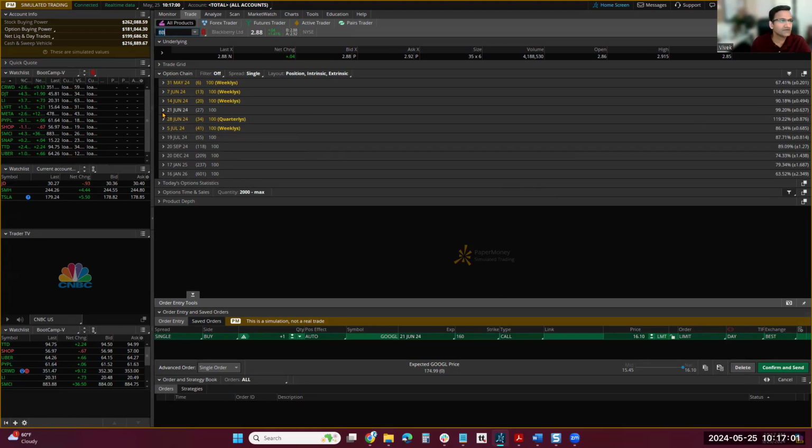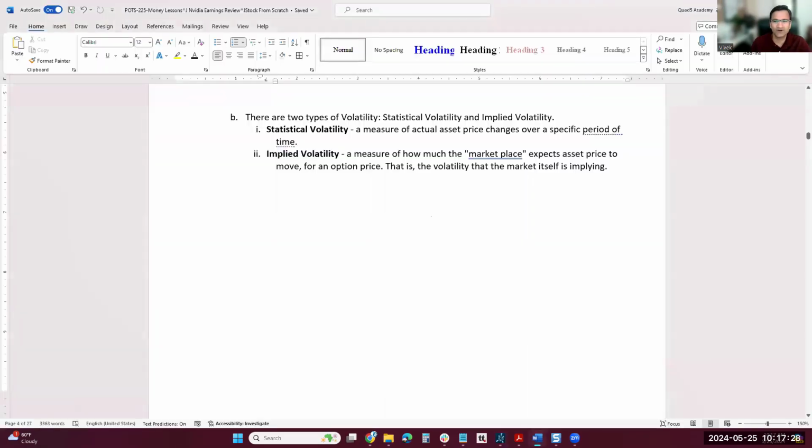Now, come June 21st, we don't know where the stock would be. Once we cross June 21st, then we will see what the actual movement was, and then we can back calculate what the IV would have been. That's your historical IV, how much the implied volatility actually was in the stock. Some call it statistical volatility, some call it actual volatility, some call it historical IV. They all mean one and the same.